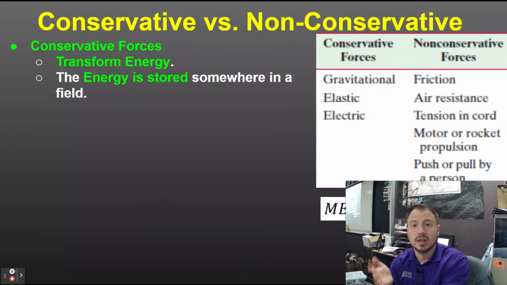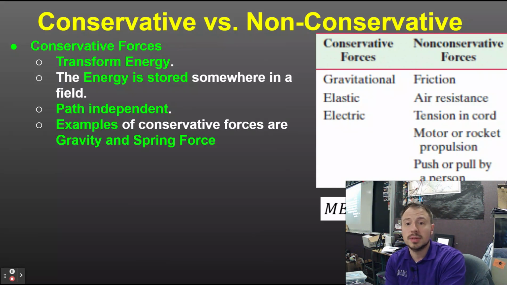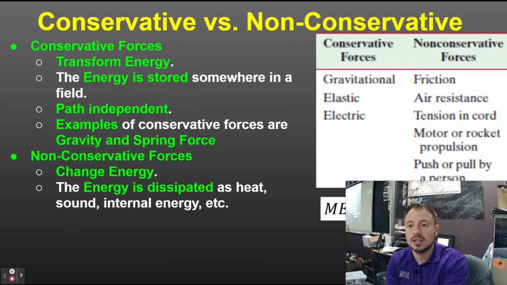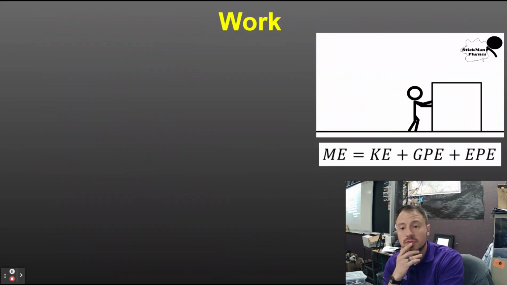Now, conservative forces transform energy, energy is stored, and it's path independent. This is going to be the key to what we're talking about in this video. Some examples of conservative forces are gravity and the spring force. Now, non-conservative forces change energy. Energy is dissipated as heat and is path dependent. Some examples are friction and mostly all other forces.